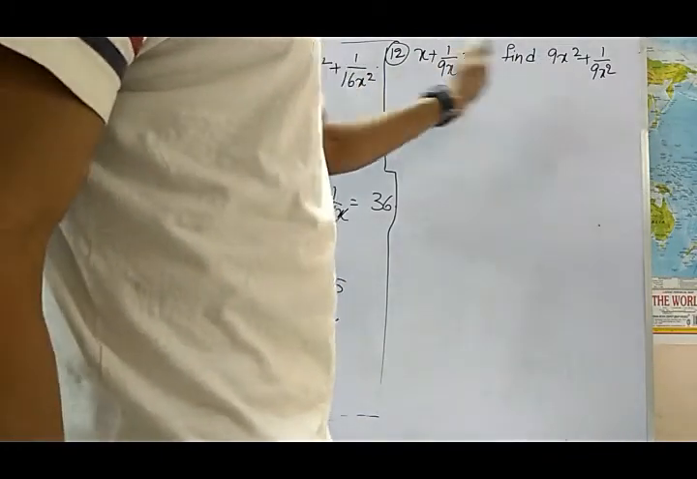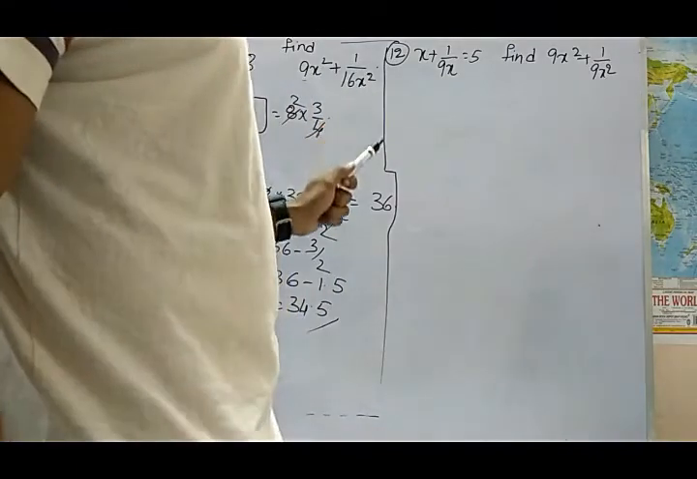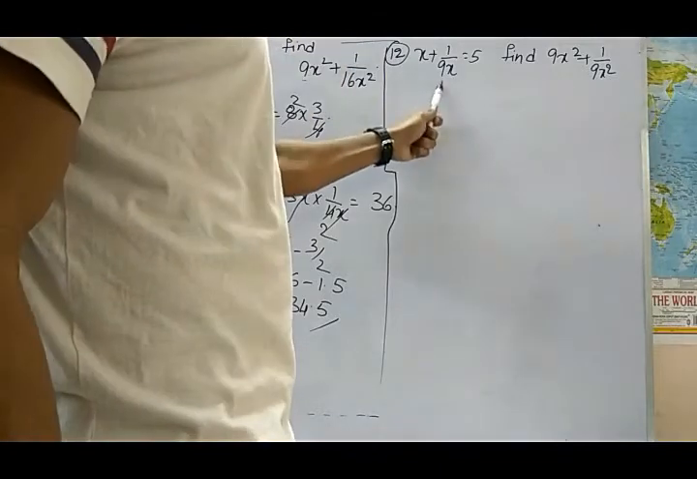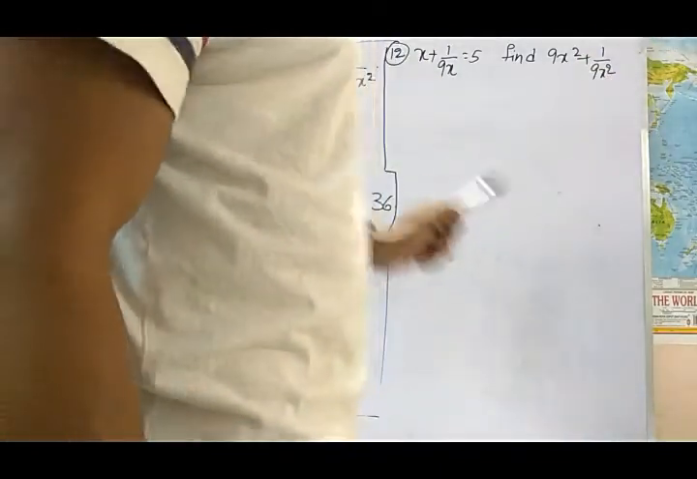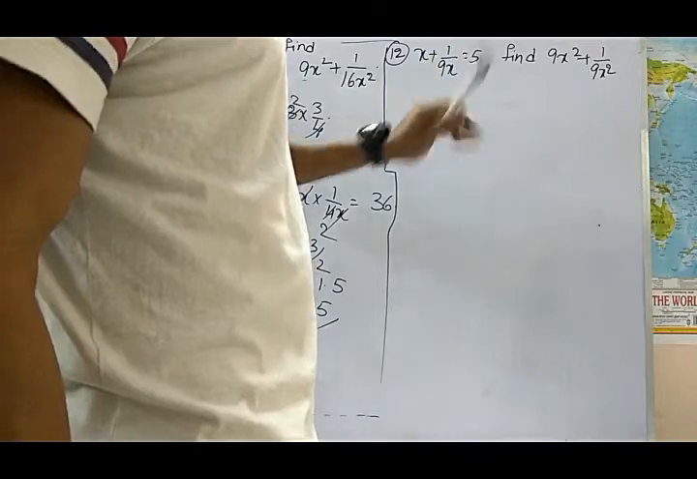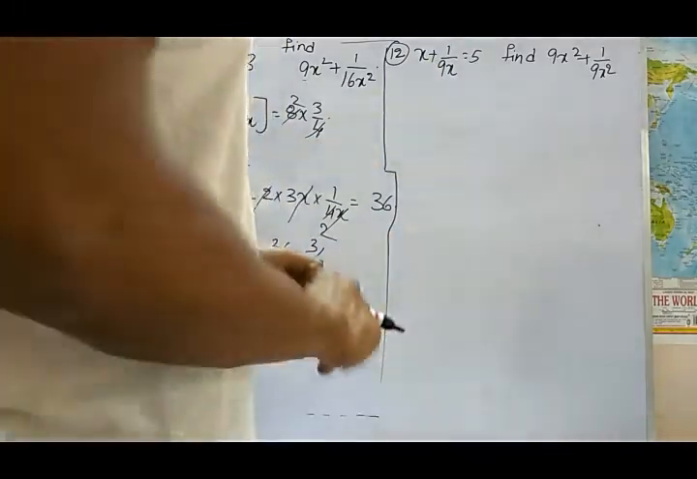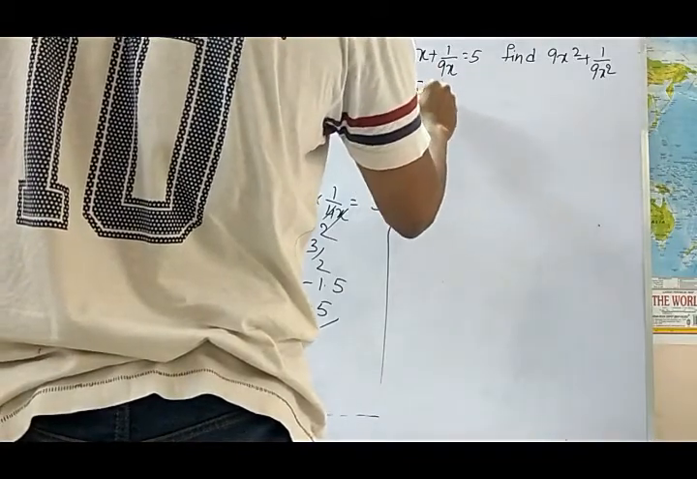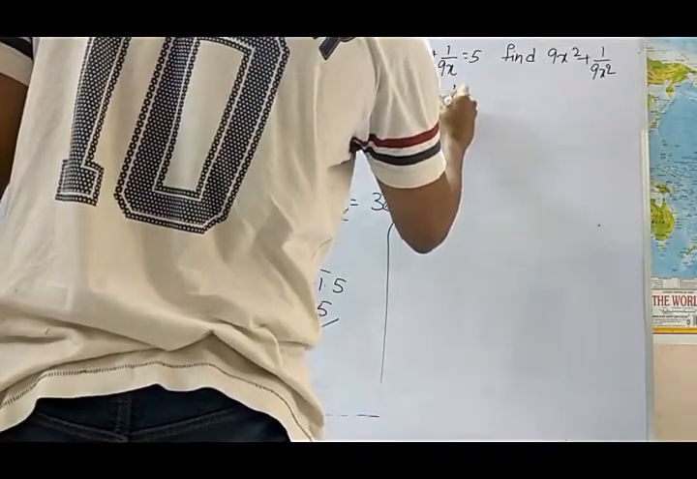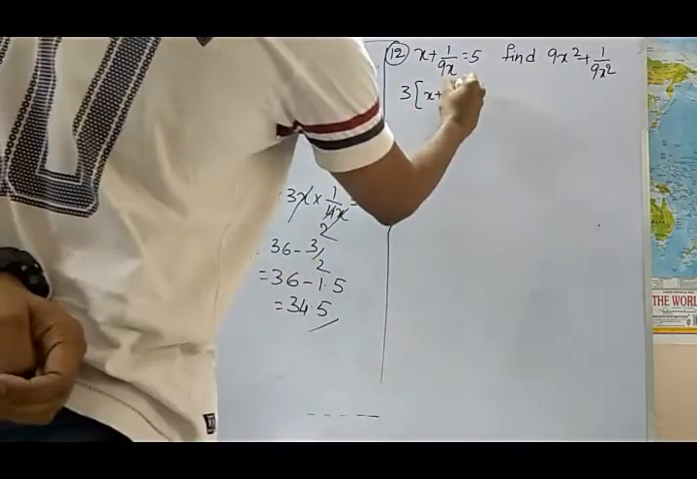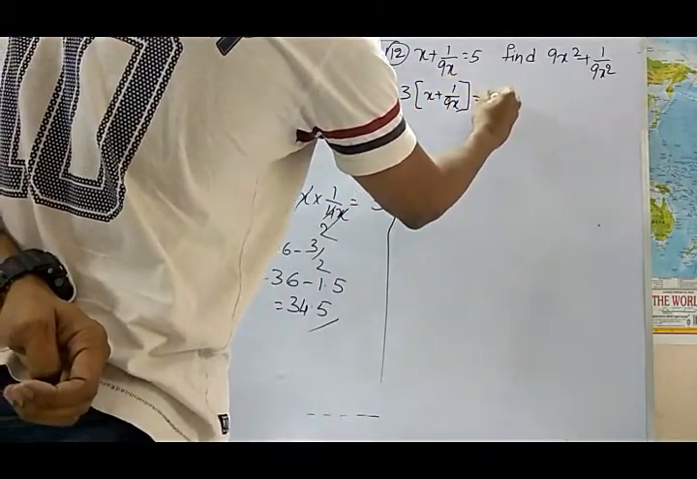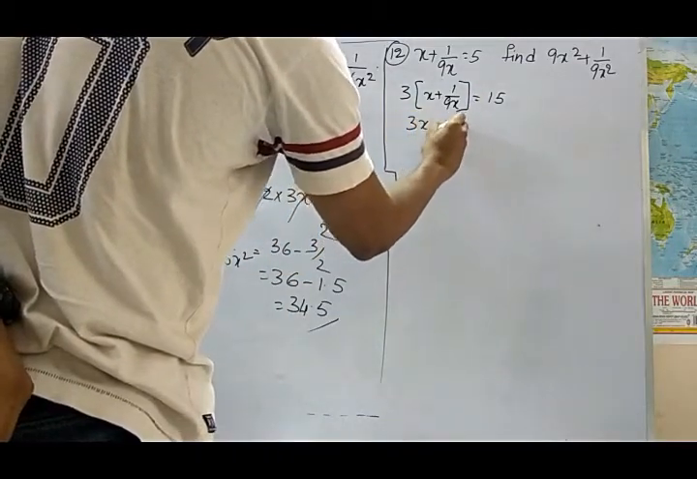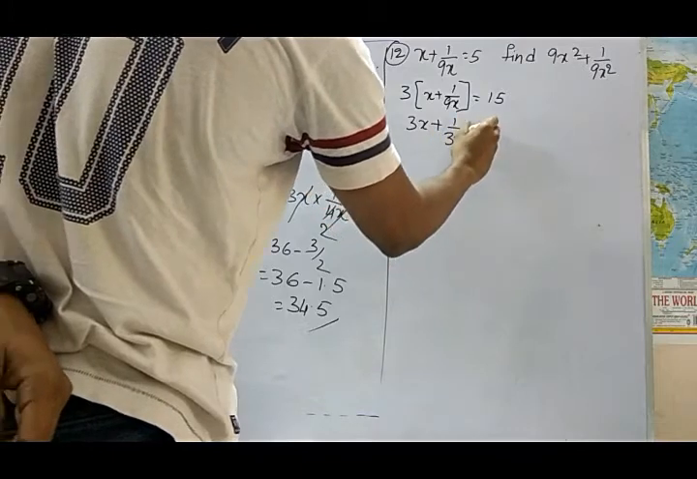To get 9 here, we need to have 3 here, because 3 square is 9. And if you observe in the denominator, we have 9x square here also. So we require here 3, not 9. So to get 3, we need to multiply it with 3. So multiply it with 3 on both sides. 3 into x plus 1 by 9x equal to 5 into 3, 15. So what we get here? 3x plus 1 by 3x equal to 15.